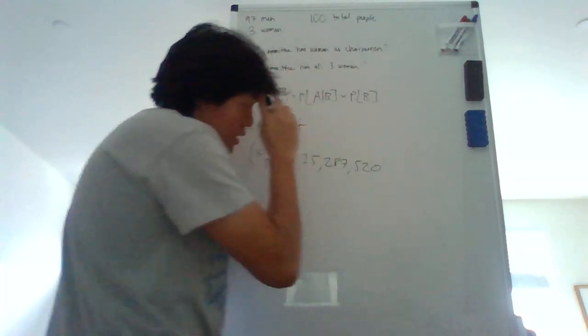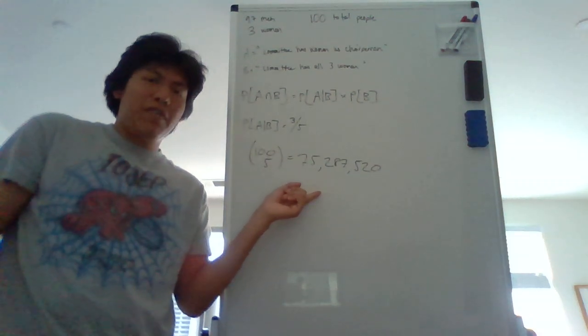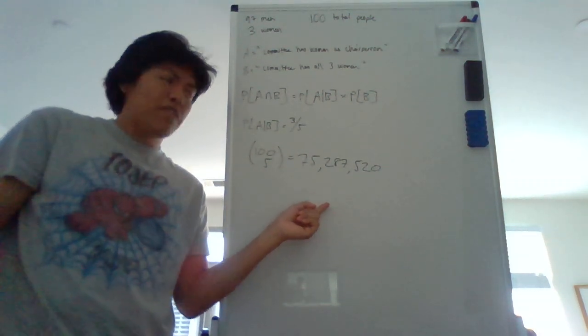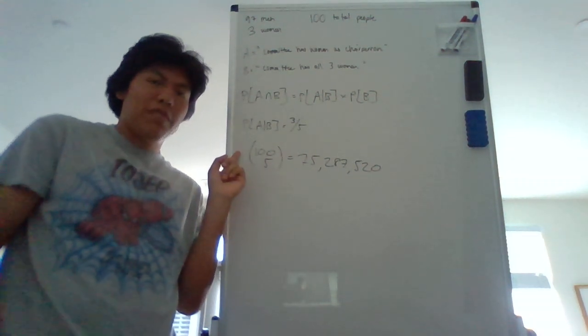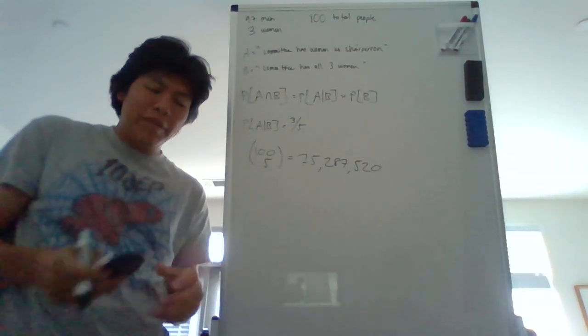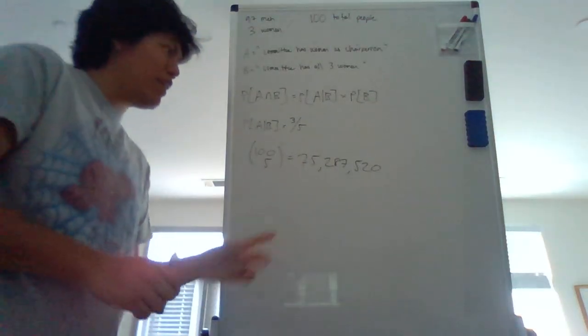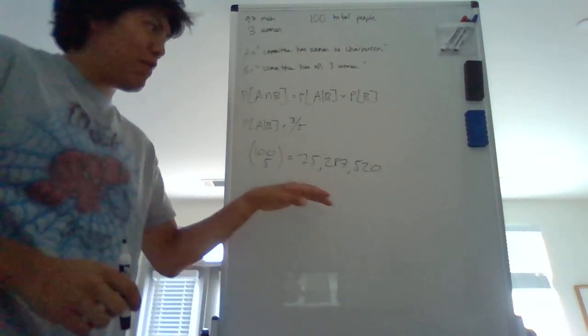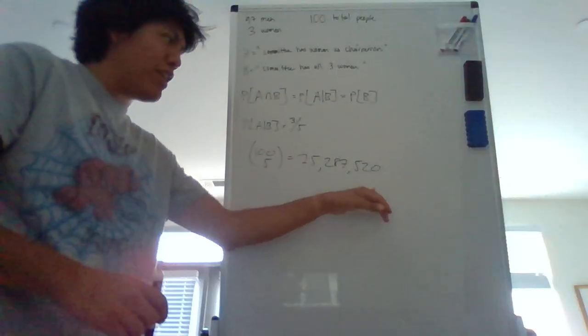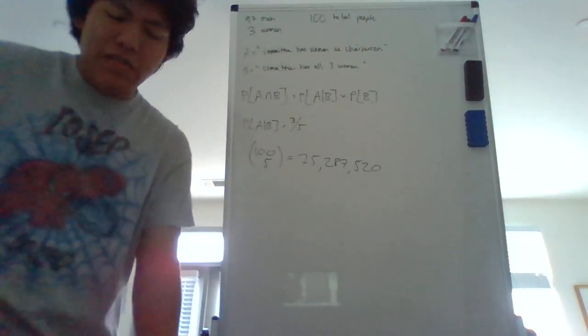75,287,520. This is how many possible 5-people committees we can make out of the 100 people, right? The total number of combinations. But I'm not going to use this big giant number in the answer. I'll just use this as 100 choose 5.